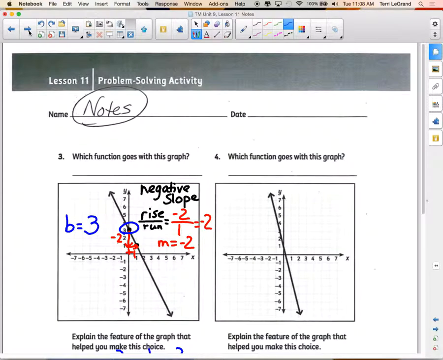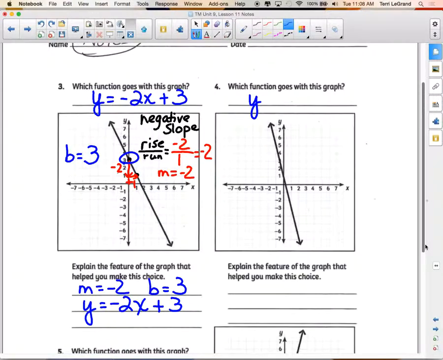So up here above our graph, we're going to say, oops, wrong one. Up here above our graph, we're going to put the equation that we matched it with. And part of our explaining is really getting done right on the graph, okay? So, okay, number 4, what kind of slope should it have? Negative slope again, because it's falling from left to right.